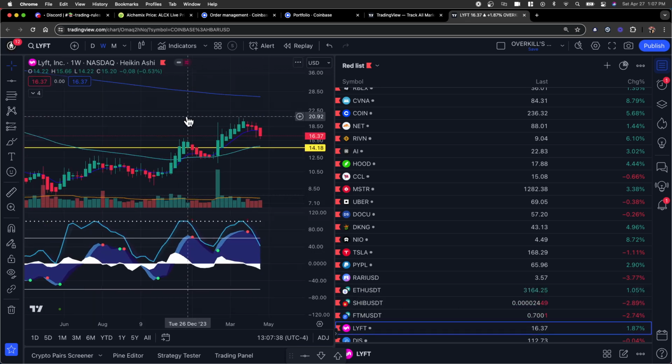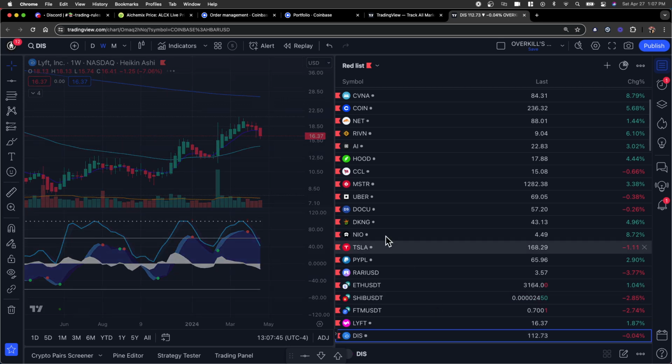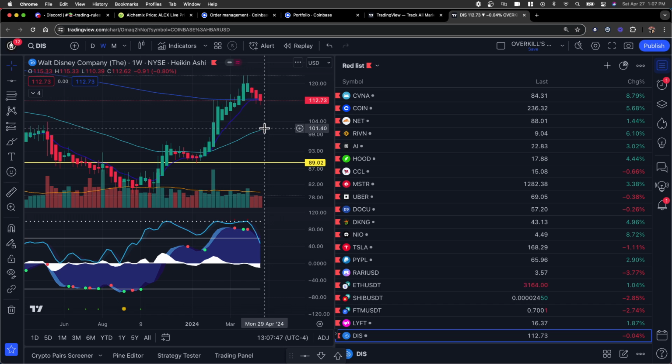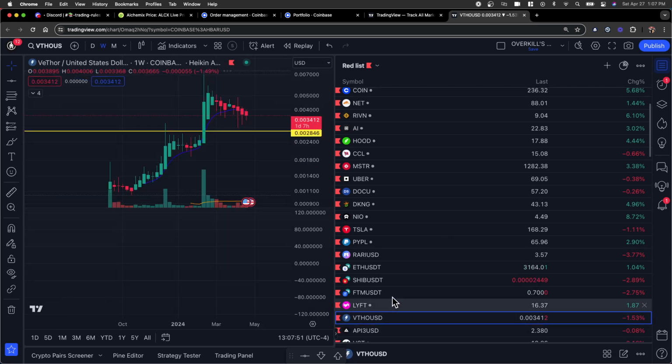Lyft. Lyft coming down into its level. We're just not quite there yet. I want to buy that thing closer to the 50 there. That's what I'm looking for. Disney, also looking for a pullback. But who trades Disney? Like, I don't want to trade Disney. I'm taking that one off the list.